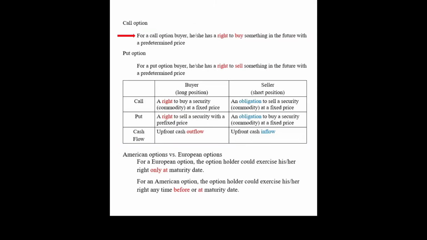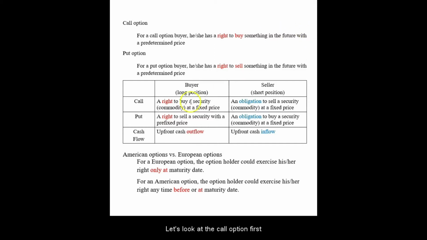For a call option buyer, he or she has a right to buy something like stocks, bonds, or some commodity in the future with a predetermined price. Put option. For a put option buyer, he or she has a right to sell something in the future with a predetermined price. The next table shows us the right versus obligation and cash flow.